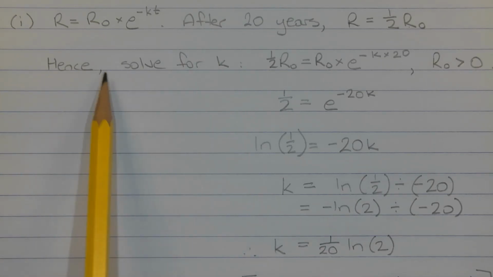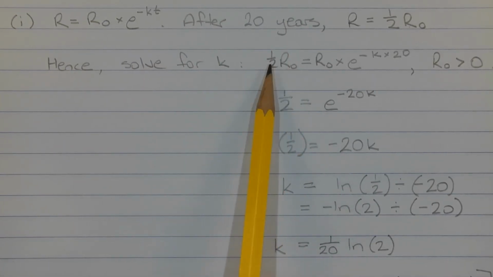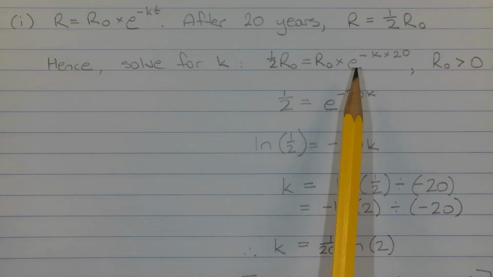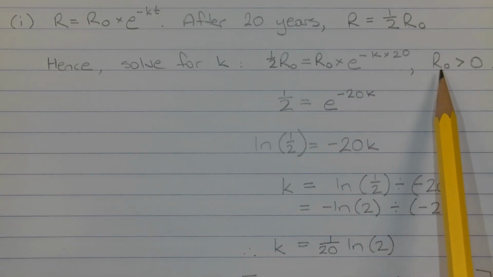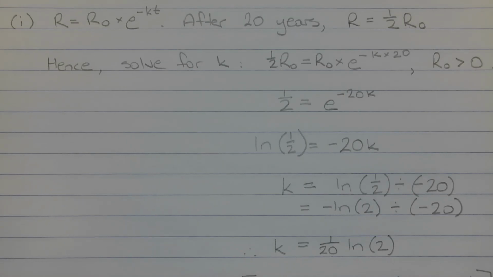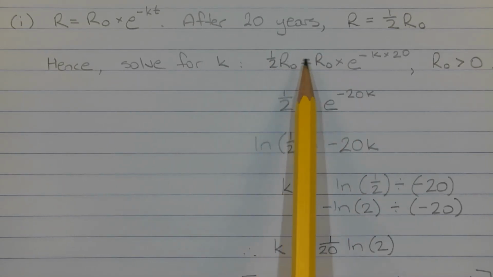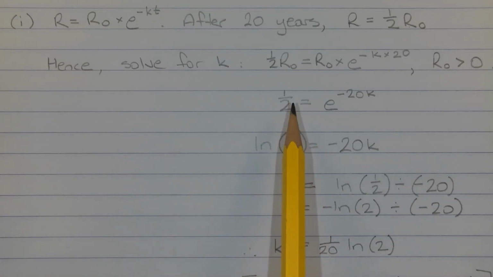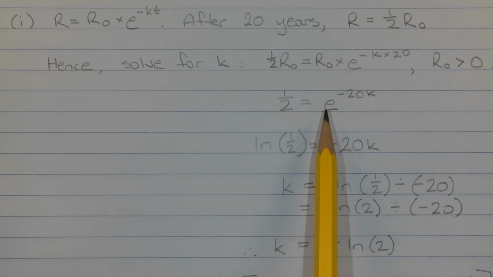Hence, we can solve for k the equation half of R0 is equal to R0 times e to the power of negative k times 20, where R0 is a positive value. In other words, it's greater than 0. So we can divide both sides of the equation by R0 to eliminate R0. So the equation simplifies to half equals e to the power of negative 20k.